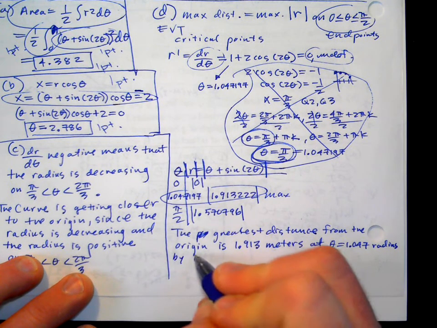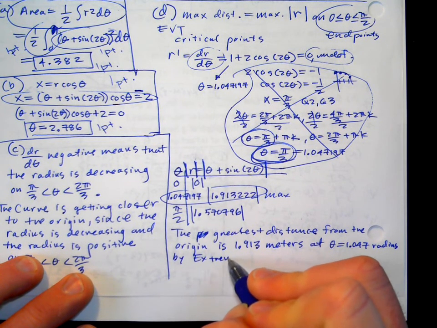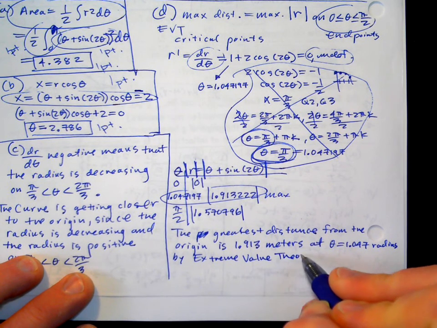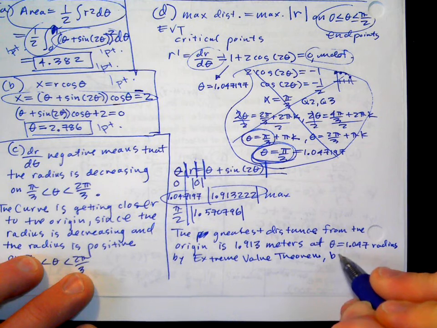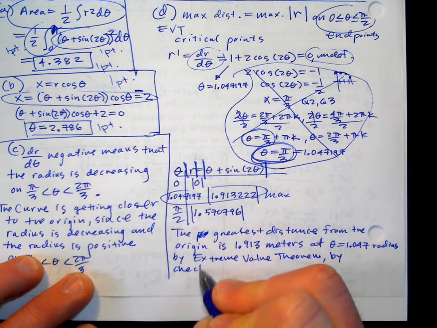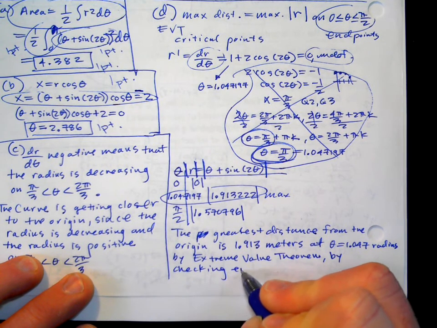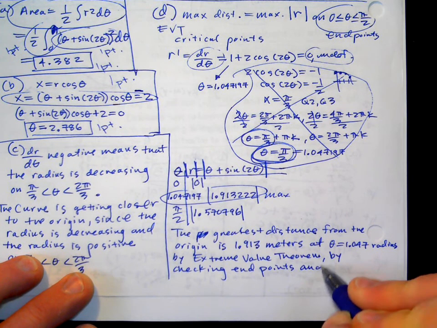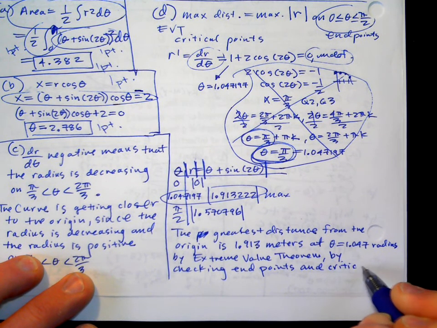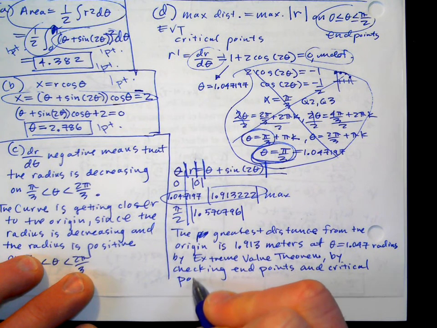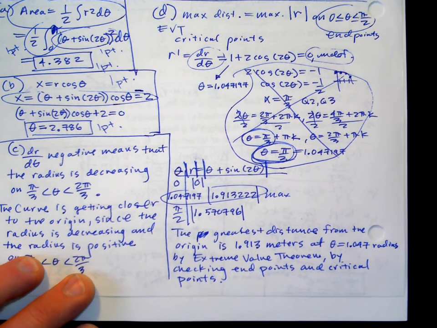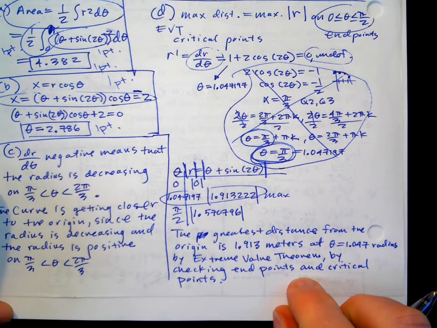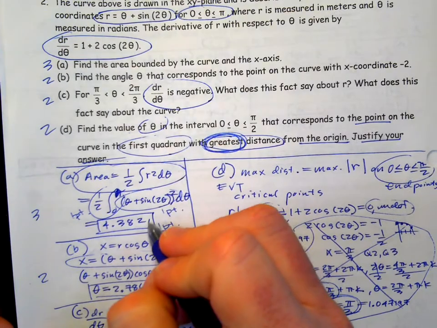By extreme value theorem, do not abbreviate it. Extreme value theorem, write it out. You got to name it. It's not enough to name it, though. You got to explain how it works by checking endpoints and critical points. There you go. Nice thorough answer. Okay. I guess on the other problems, the area, I guess we could have written meters squared.